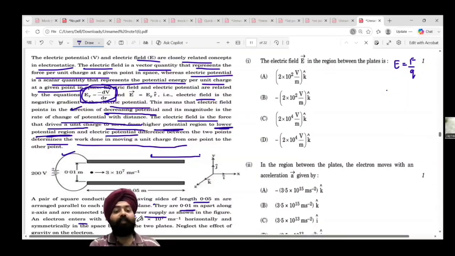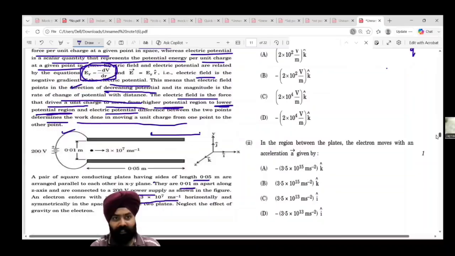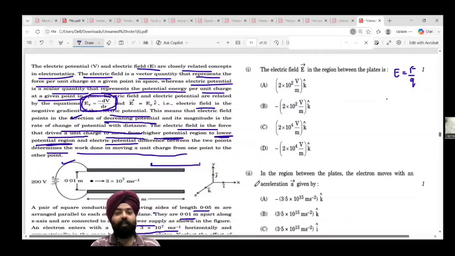An electron enters with a speed of 10 raised to power 3 into 10 raised to power 7 meter per second. Speed is given to you, and this power supply is 200 volt, horizontally and symmetrically in the space between two plates. Neglect the effect of gravity on the electron. अच्छा ये सारा दिया है उन्होंने. We have read that. ये हमें जो नीचे वाली वैल्यूज उससे हमें मतलब और एक फॉर्मूलाज जो यूज होंगे हमारे.